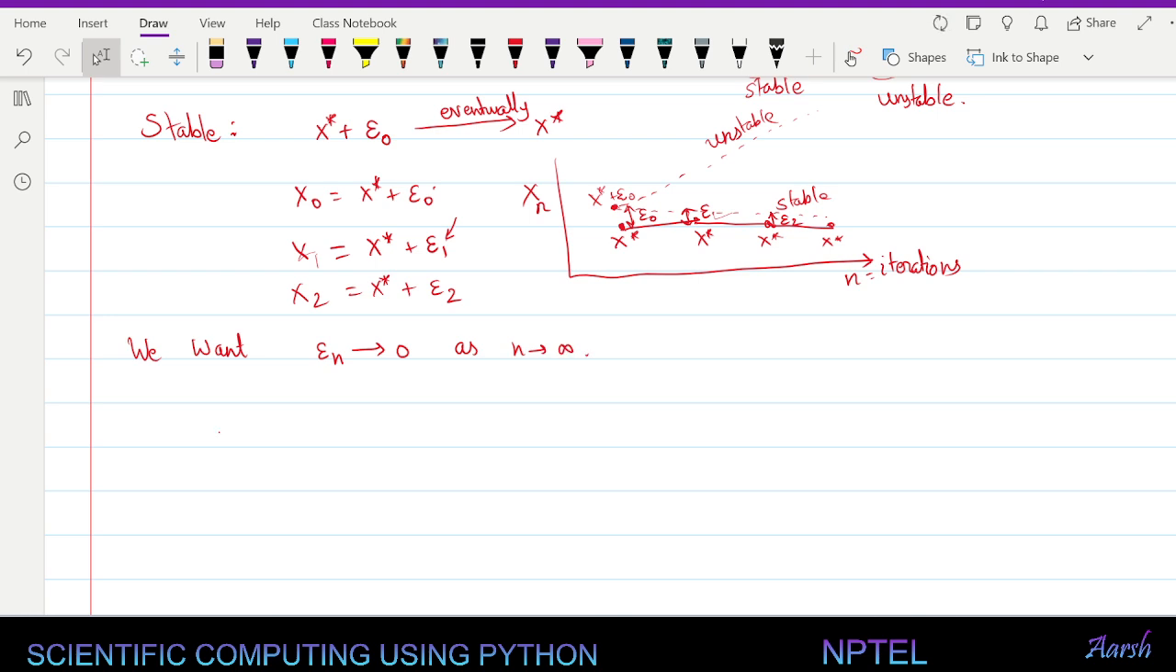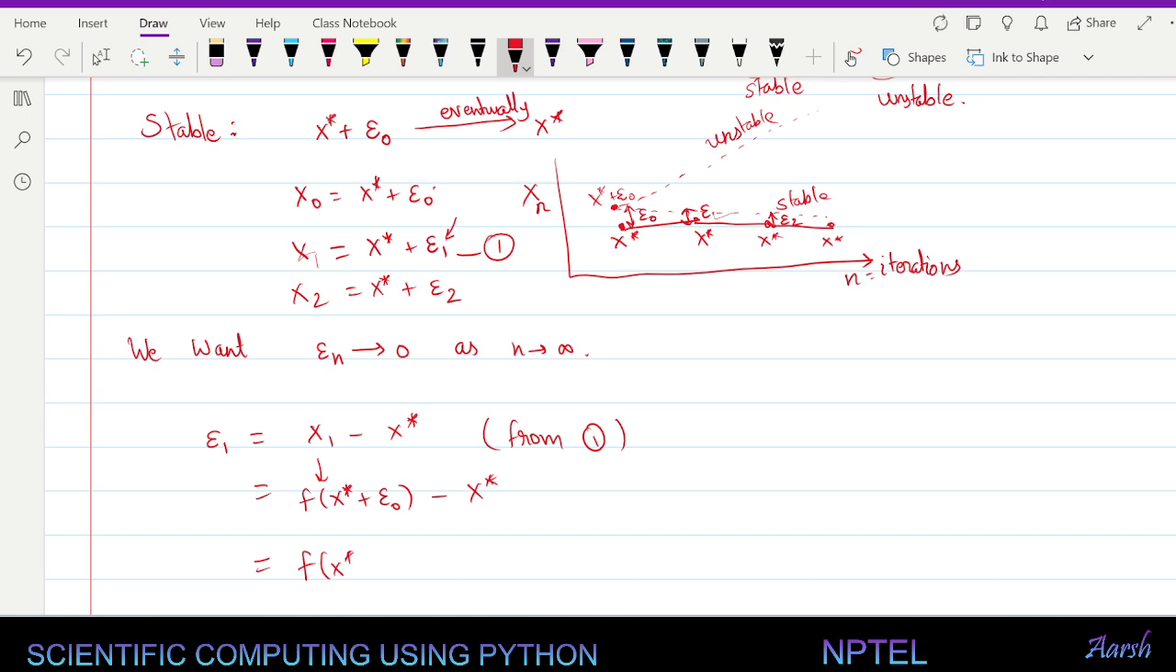So now let's calculate epsilon 1, which is x1 minus x star, from this equation. x1 itself is f of x star plus epsilon 0, this is our x0, minus x star, and this we can expand, right? We all know the Taylor expansion: f of x star plus epsilon naught times the derivative at x star plus higher order terms.